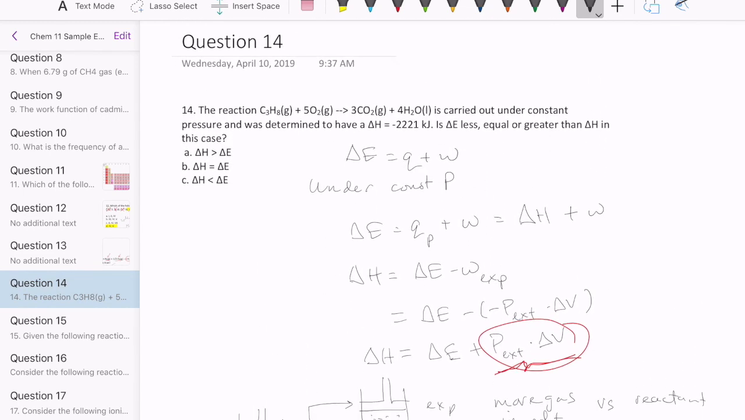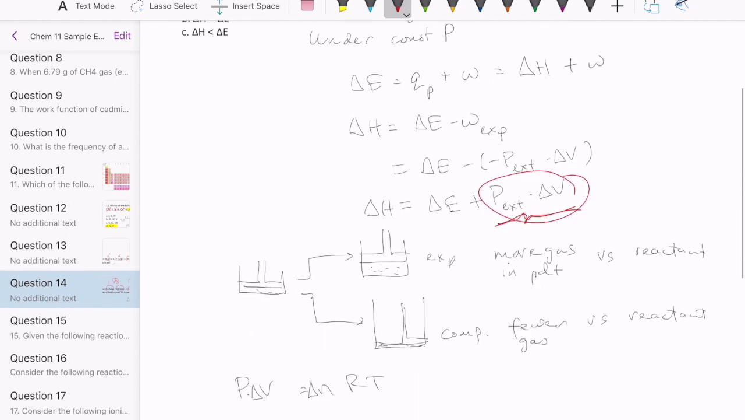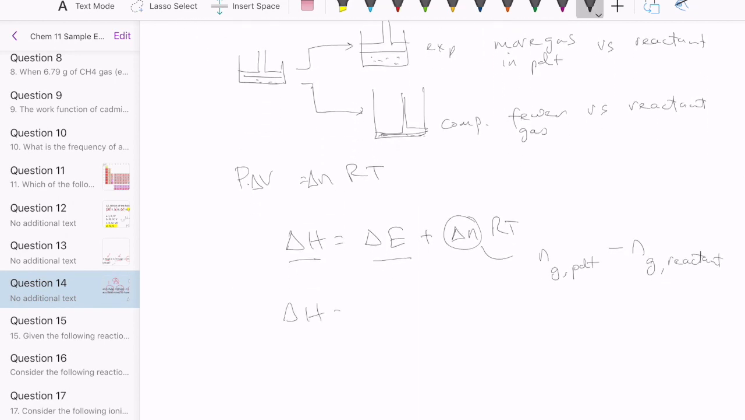So let's take a look at the reaction itself. If you look at the reaction right here, it says C3H8, so that's a gas, so that's 1 mole of gas because the coefficient is 1. Plus 5 moles of gas, so plus 5. So your reactant has 6 moles of gas, and then your product, 3 CO2 gas, so that's 3. You have H2O, but H2O is a liquid here, so that doesn't count because liquids don't make big changes in volume, only gases do. So basically you have a 3 in the product and 6 in the reactant. So your equation would look something like this. Delta E plus, this is 3 minus 6, RT. And this is a negative number, negative 3 RT.